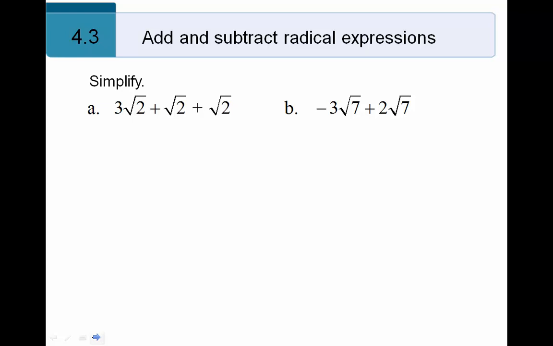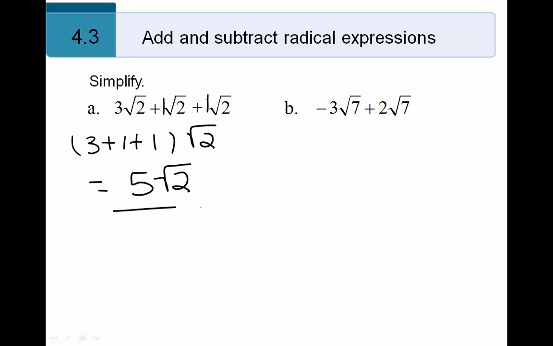Three square roots of 2 plus the square root of 2 plus the square root of 2. Now keep in mind, this is 1 square root of 2 and this is 1 square root of 2. Okay, so really it's like 3 plus 1 plus 1 square roots of 2, which is equal to 5 square roots of 2. 3 square roots of 2 plus 1 more plus another one would give you 5 square roots of 2. So we have 5 square roots of 2 there.